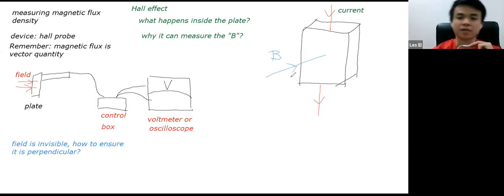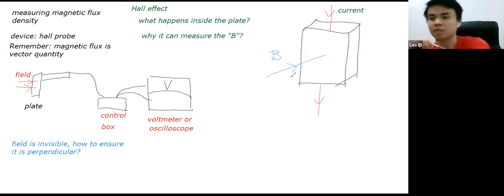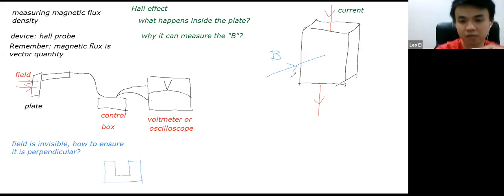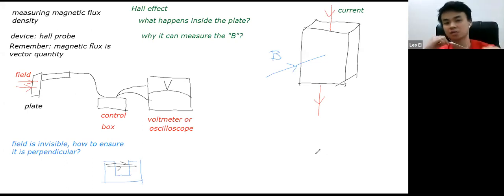Now, let's say you have this device and you want to measure the magnetic field. As I mentioned before, the magnetic field should cut through the plate perpendicularly, right? How can we make sure that it is perpendicular? Well, at first, you have to try your best to make it perpendicular, like common sense. Let's say the magnet is U shaped. Even though the magnetic field is invisible, somehow you know it flows in this direction. So you try your best to set the plate perpendicular to the invisible lines.